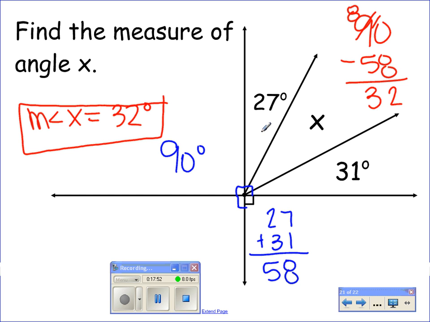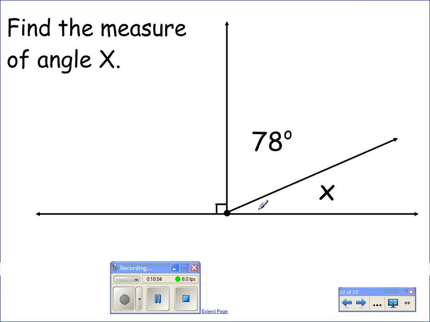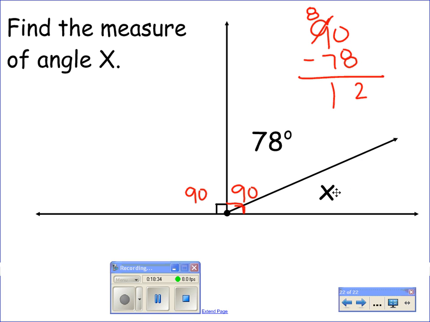Okay. It's very, very important that on problems like this, you use the information that we know from our vocabulary sheet. If you need to get out your vocabulary sheet, you can do that. Here is another problem. Okay, there's 2 ways you can do this. Okay, we know that this is a 90-degree angle here. So if this is 90 degrees, that means all of these together need to equal 90 degrees. We know that 78 degrees of the 90 degrees are accounted for, so we could subtract 90 minus 78. And you do get 12 degrees for this measure of angle X.